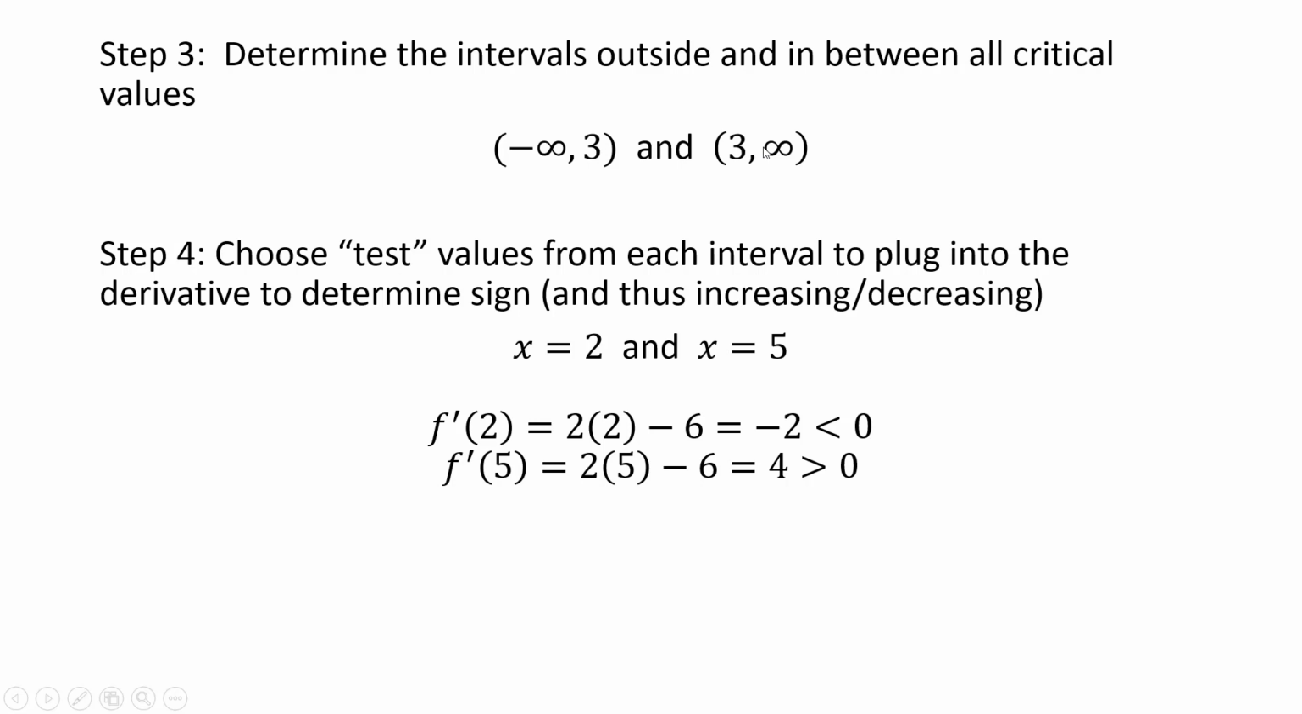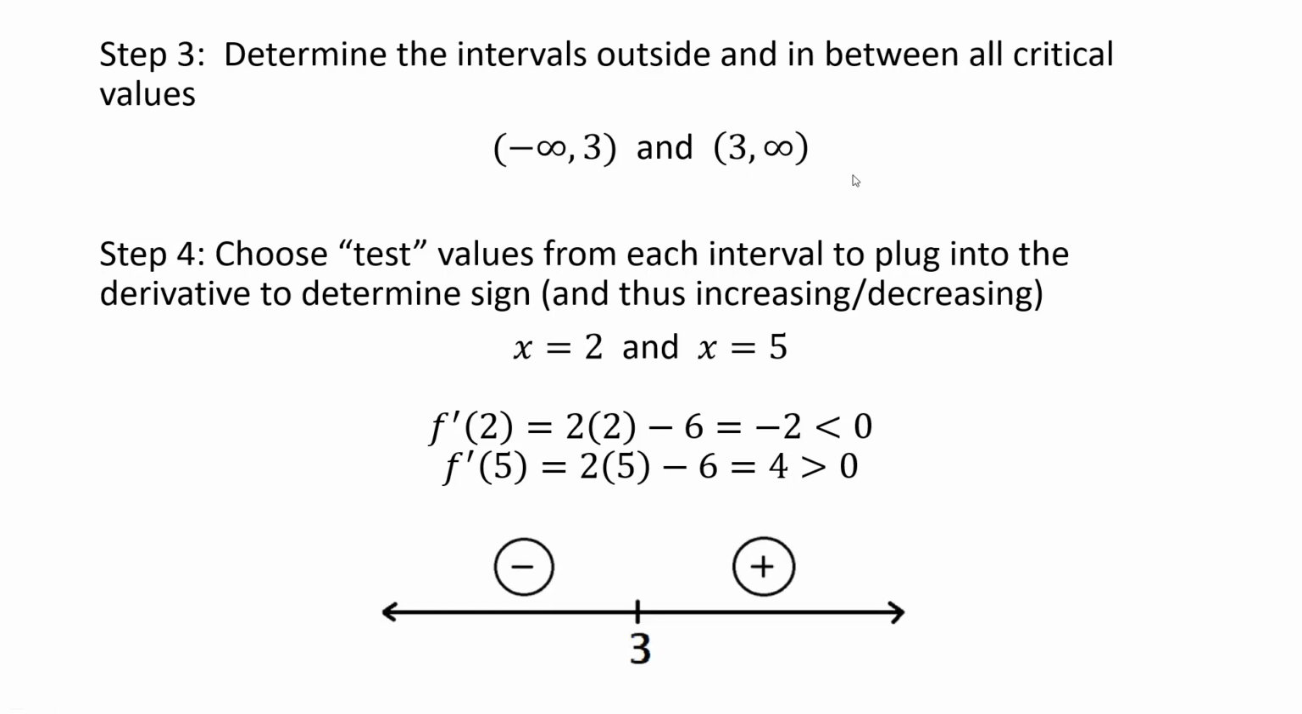Now I'll plug in 5 from this interval. I get 2 times 5 minus 6, which is 4. Again, the 4 itself is not important. Just the sign of that value being positive is what's important. So now I know that my derivative is positive on this entire interval. So that is really all I need to know, because since I know my derivative is negative on this entire interval, that tells me my original function is decreasing on this entire interval. And since I know my derivative is positive on this entire interval, that tells me that my function is increasing on this entire interval. And so now I'm ready for step 5 to answer the question.